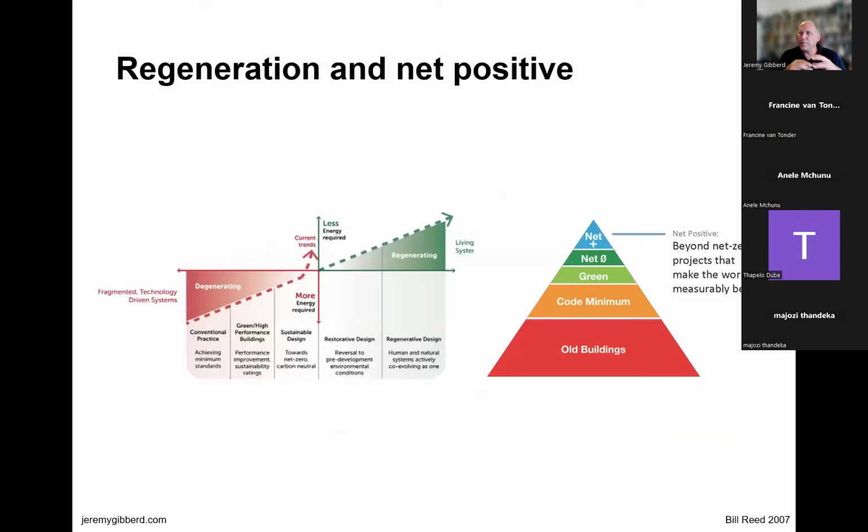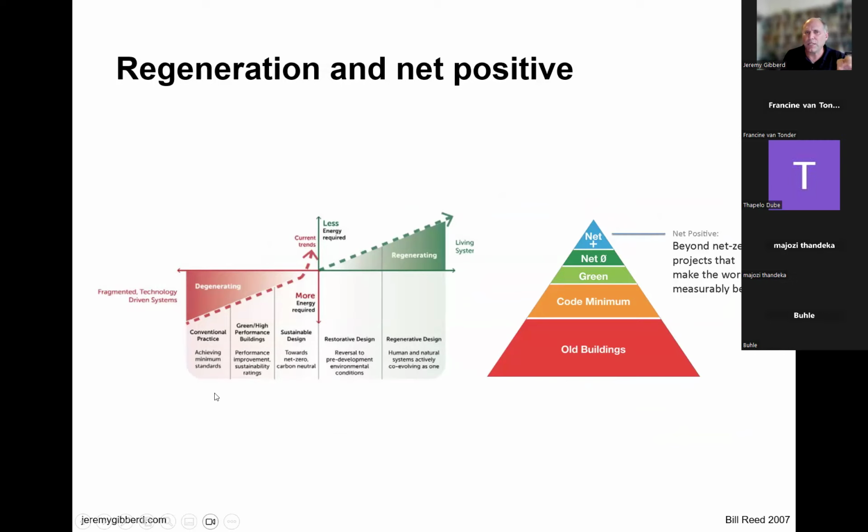And what's, again, starting to happen is the realization that we can't just reduce impacts. We actually have to regenerate. We have to fix the problems we've created. And so this comes through in the idea of regeneration. This particular graph is from Bill Reed. It shows conventional practices right down on the bottom, and high performance green buildings getting better. And what we actually need to do is look at regenerative design, restorative design, where we do better. So we improve biodiversity, we improve water systems, we improve a lot of our natural systems, and we work with nature. So that's the idea of regeneration.